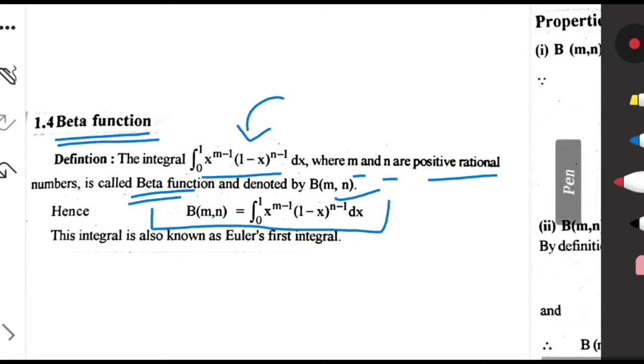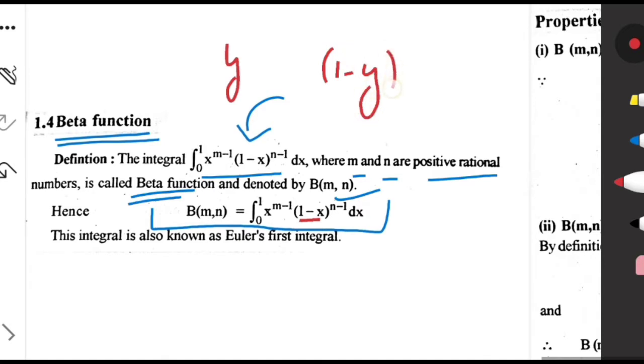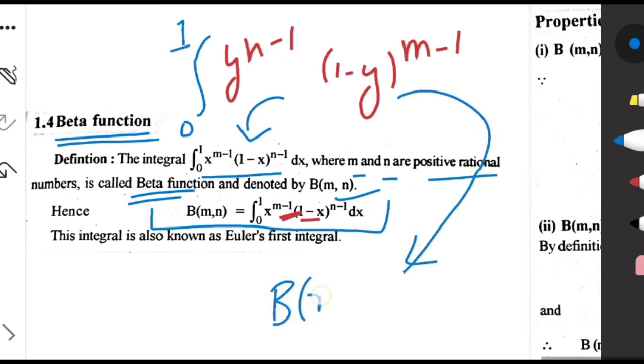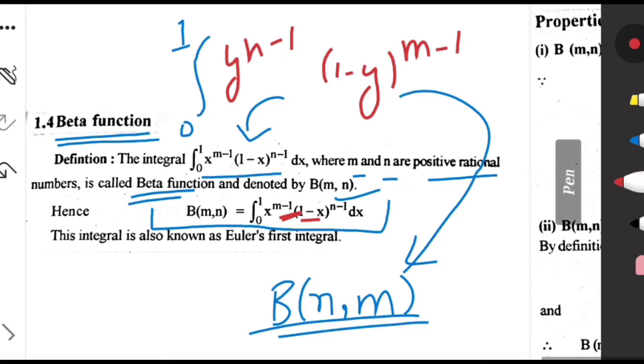And suppose if you want to change the variable, instead of x I'm writing y, and here it will be 1 minus y. So I'm changing the power: it is n minus 1 and this will be m minus 1, and the integral will be from 0 to 1. So we can write this integral as B(n,m). So if you're changing the position of m and n in B(m,n), you have to change this also. And this integral is also known as Euler's first integral.